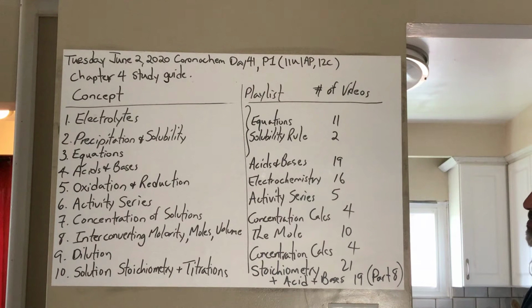So there's precipitation and solubility in Chapter 4. There's equations, there's acids and bases, oxidation and reduction. I think you also have to know how to determine the oxidation state of various atoms within a polyatomic ion. You should also memorize your polyatomic ions by studying the nomenclature playlist. There's a couple videos in there where I simply go through the flashcards to teach you how to memorize the ions. You should know the activity series.